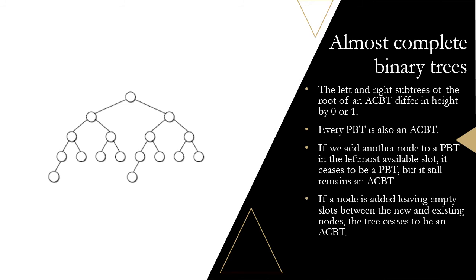If a node is added, leaving empty slots between the new and existing nodes, the tree ceases to be an ACBT. Look at this addition that I just made. I left out quite a number of slots and then I added another node. Now this tree is not an almost complete binary tree. An almost complete binary tree is always filled in such a way that up to the last point or up to the last node there are no gaps.